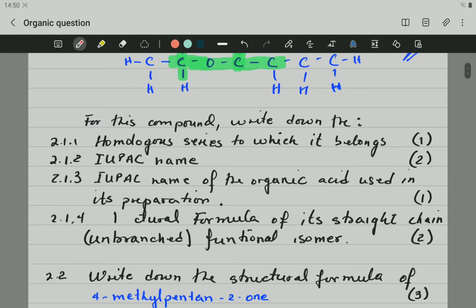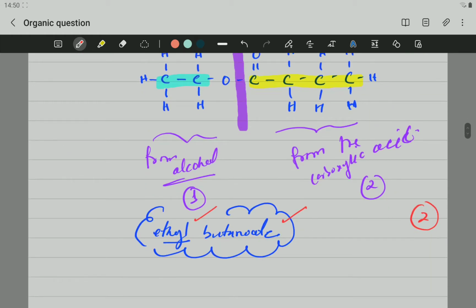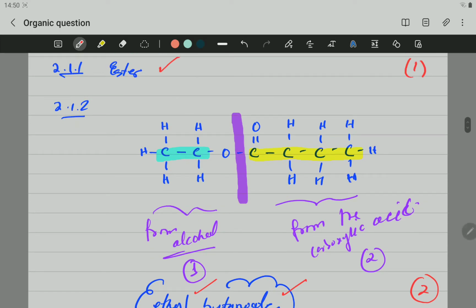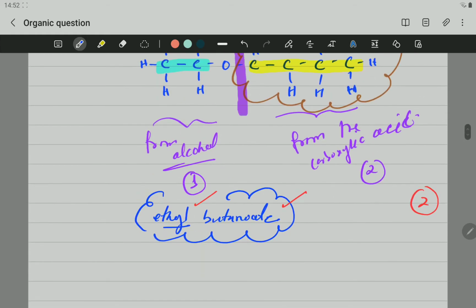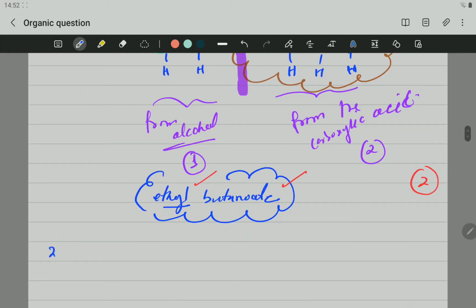Write down the IUPAC name of the organic acid used in its preparation. If you go here, we already separated it. We said that this side is coming from the carboxylic acid. So the carboxylic acid that was used has 4 carbon, and this is quite clear. So it will be butanoic acid. So we go to question 2.1.3, and the answer is butanoic acid. You will get 1 mark for that.